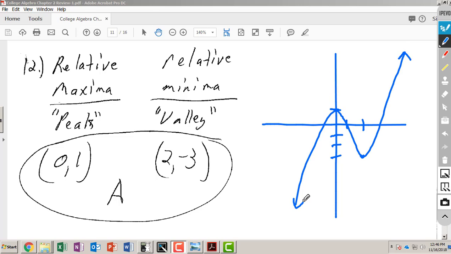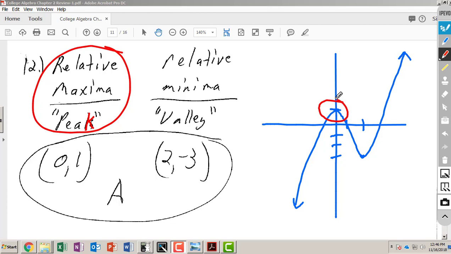As I look at this right here, you're going to notice that it wants me to find the relative maxima and the relative minima. First off, the relative maximum, or relative maxima, that's the plural of maximum, would be your peaks. So you're going to notice that I do have a peak right here. That peak is located at 0 and 1. So you give the exact location of your peak.